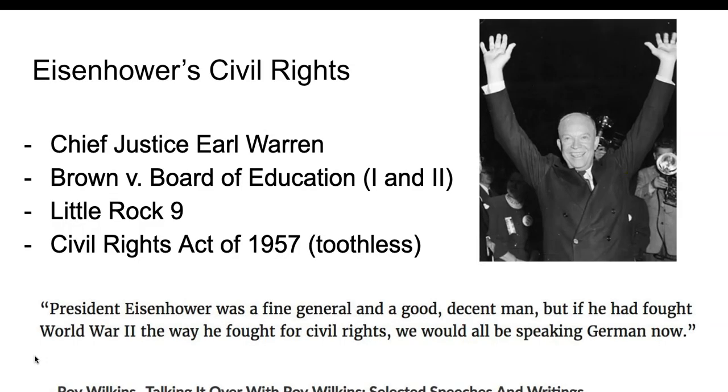Now, Truman will lose the election of 1952 to... well, he doesn't lose it. He doesn't run. But the Democrats will lose in 1952. Dwight Eisenhower will take over in January of 1953. He is not a proponent of civil rights. He does not believe that that's the federal government's opportunity.